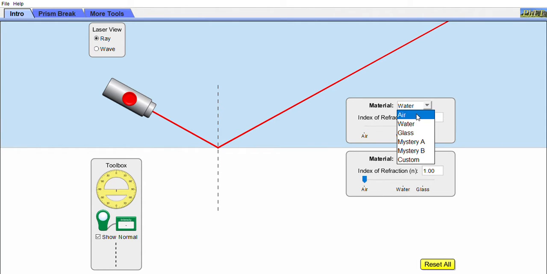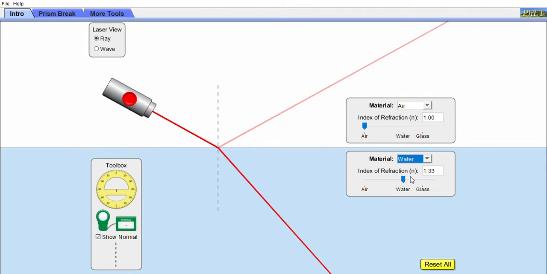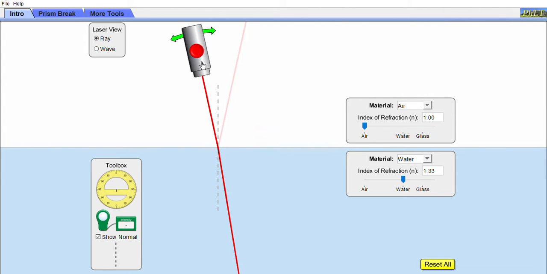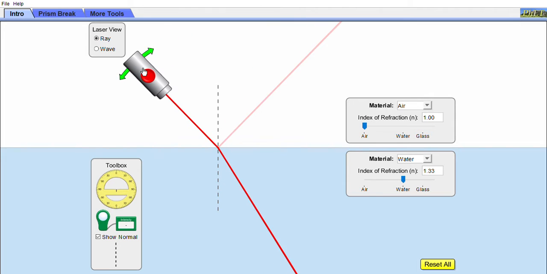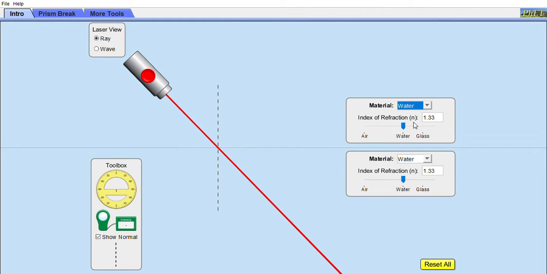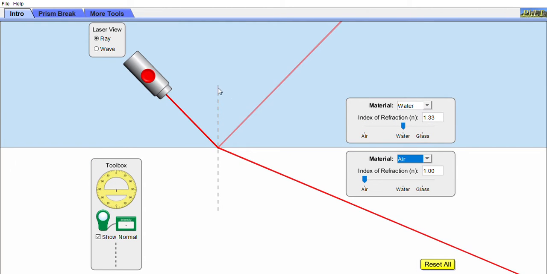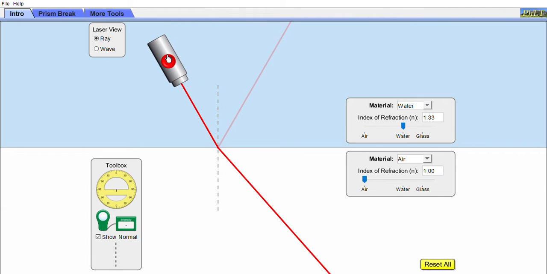But before that, what we need to remember is that when light rays are passing from a material with a lower refractive index to a material with a high refractive index, the angle of incidence of the light ray will be a lot bigger than the angle of refraction. But when it is the other way around, when it's passing from a material of a higher refractive index to a lower refractive index, the angle of incidence is much smaller than the angle of refraction.